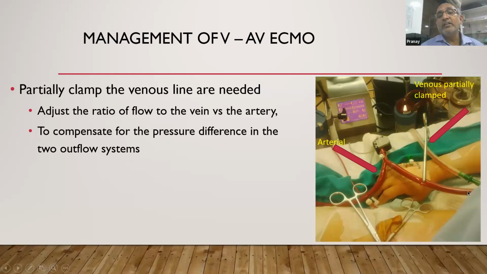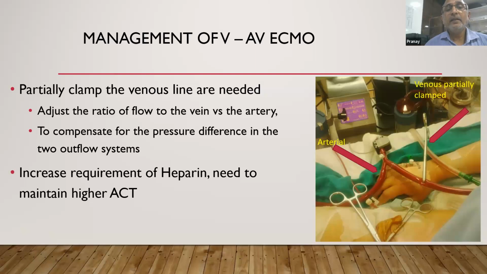So to maintain good flow in the artery, you need to partially clamp the venous line also, and that you can do with your regular clamp like this. But the disadvantage is that it is not constant, and second, it can damage your tubes, and the tube might start leaking from that side. The second option is to put a Hoffman's clamp, what I showed you just now. You can put that Hoffman clamp.